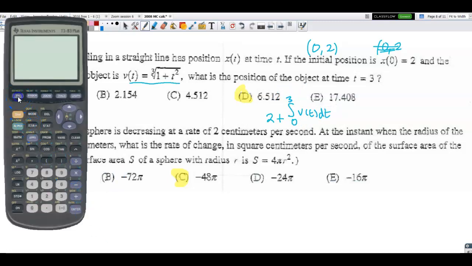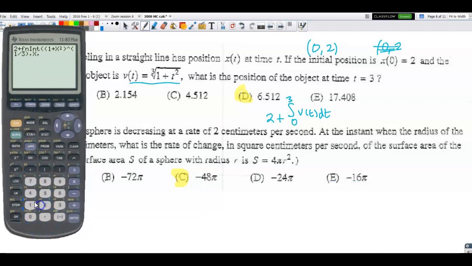So my calculator, turn it on, clear the board. So 2 plus math 9 is integration of the function. I do fraction powers instead of cube root. You can do cube root if you want. 1 plus t squared, close parenthesis, raised to the parentheses, 1 divided by 3. So raised to the 1/3 power is cube root of, in terms of x, from 0 to 2, close parenthesis, enter.